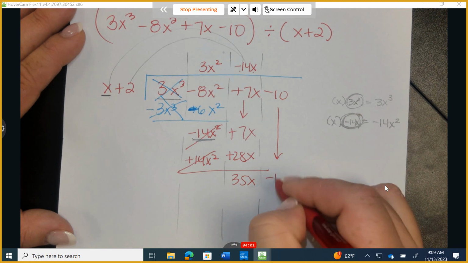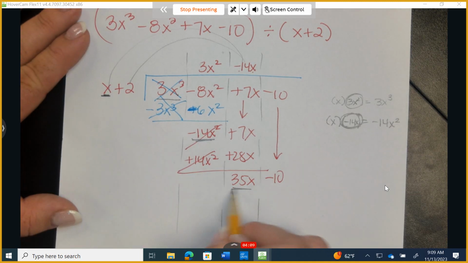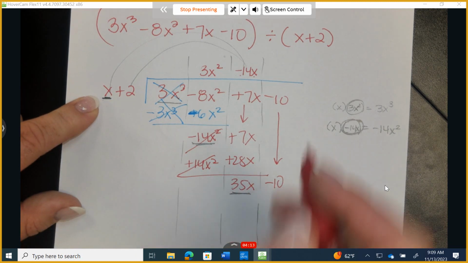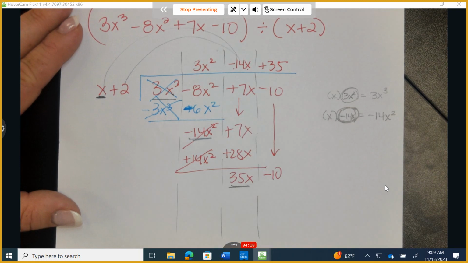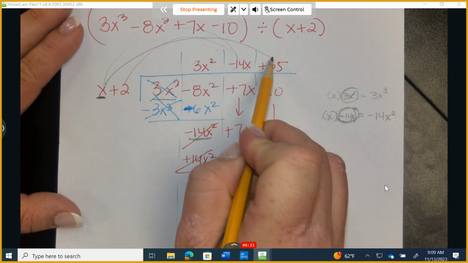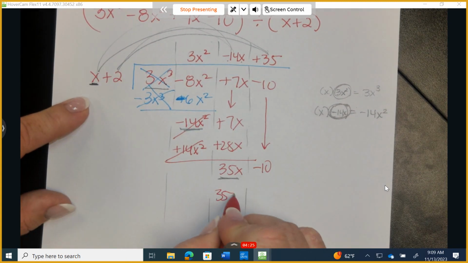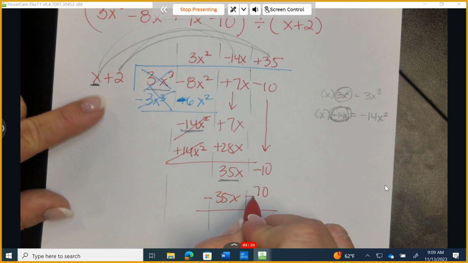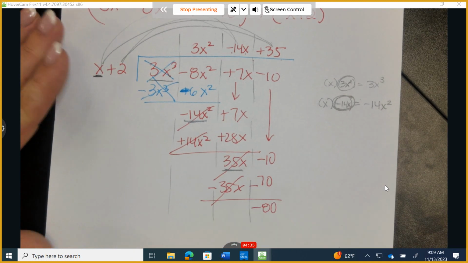Okay, step 5 says if there is a term, bring it down. So I'm on the last cycle of doing this. I underline the x and I underline the 35x. x times what gives us 35x? And the answer is a positive 35. Okay, I'm going to distribute. When I distribute, remember I'm multiplying. I always do the outside first and then the inside. So positive 35 times x is 35x. Positive 35 times 2 is positive 70. Change the signs on everything on the second row and combine. These cancel out. I'm left with negative 80.